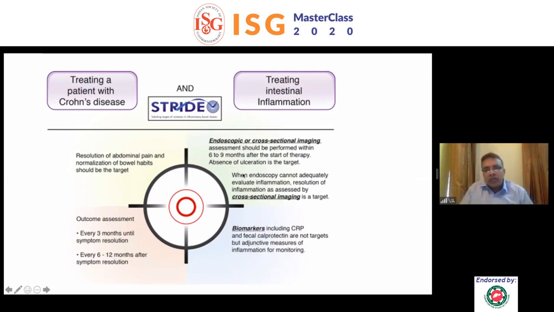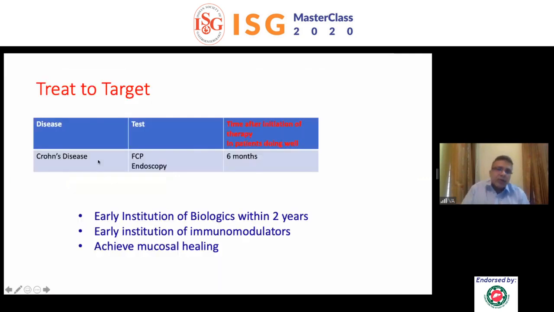And how are you going to look at it? You're not going to look only at symptoms. You're going to do endoscopy. If the lesion is at a place not accessible, then cross-sectional imaging. You will also include biomarkers like fecal calprotectin. So in other words, if you have a patient with Crohn's disease, you would do fecal calprotectin and endoscopy every 6 months, or early institution of biologics within 2 years, early institution of immunomodulators.